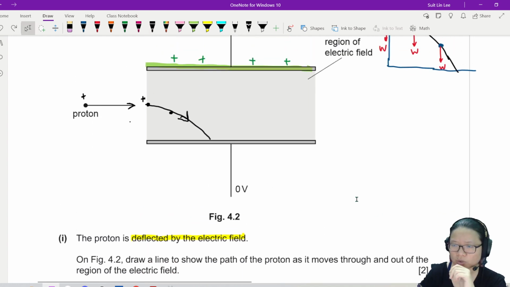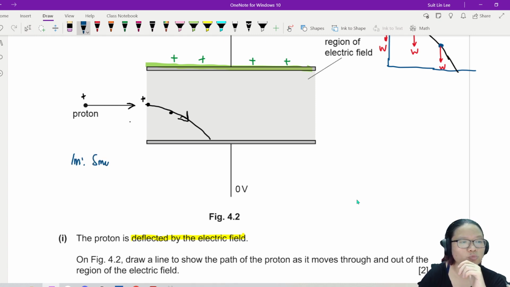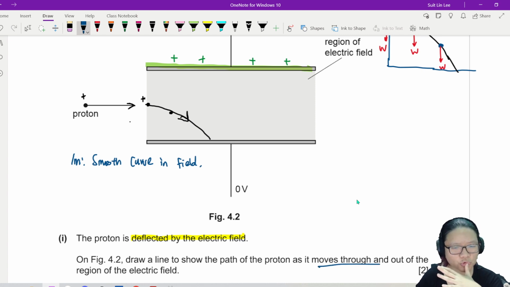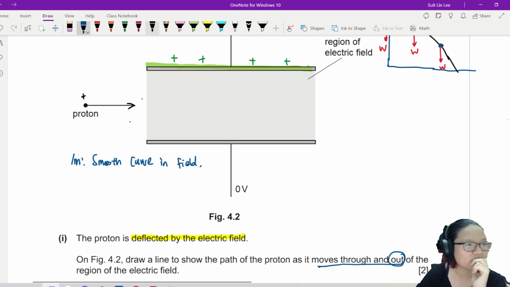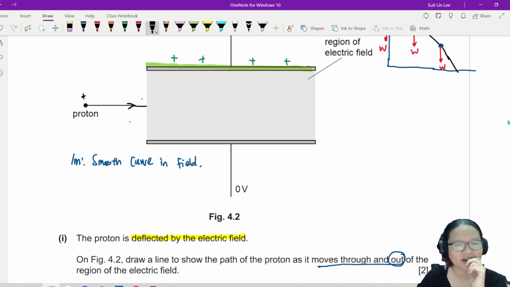This line is 2 marks. Where are the marks? So 1 mark is for a smooth curve. Again, I'm writing on a tablet, so my curve is not that smooth, but it's okay. In field. But also at the same time, it says here, move through and out. Oh no. If they say out, is this okay? No. Great question. Move through and out. So this means the move in a straight line. And then here it would deflect and go out higher.